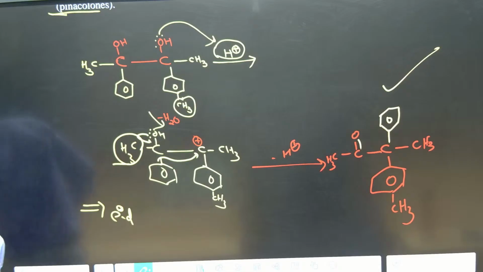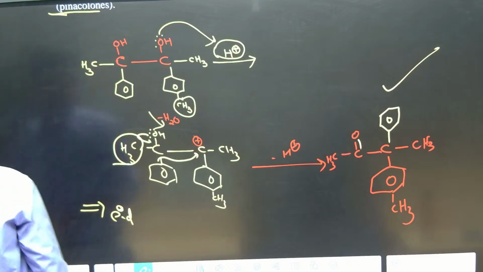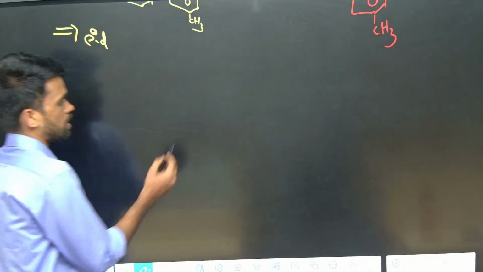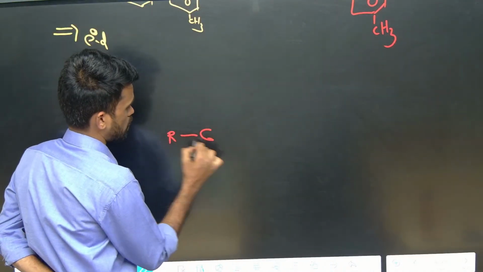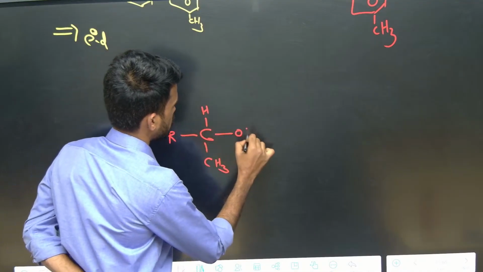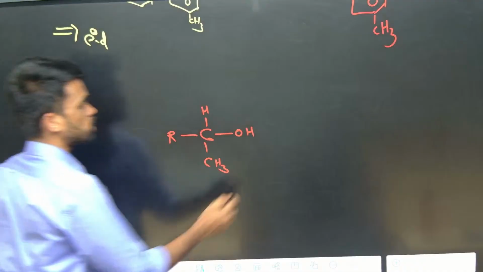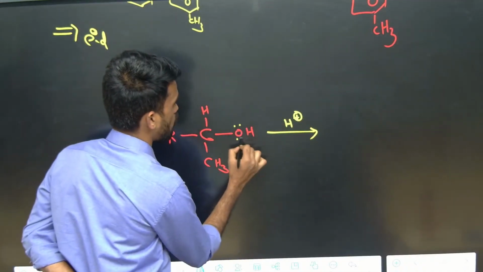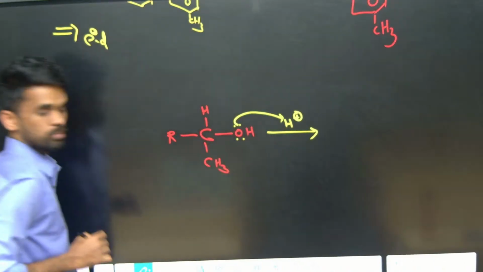Yes, someone in the chat box is asking, sir, why we will get a positive charge on removal of water? See, just take one simple example. Whoever is asking this question, let us take one simple example here. Something like this I am taking. To this I am adding a proton. What happens? A lone pair of electrons of oxygen is given to the proton.